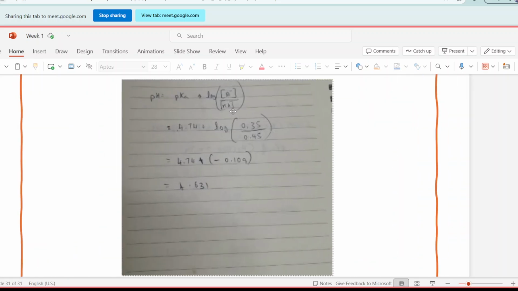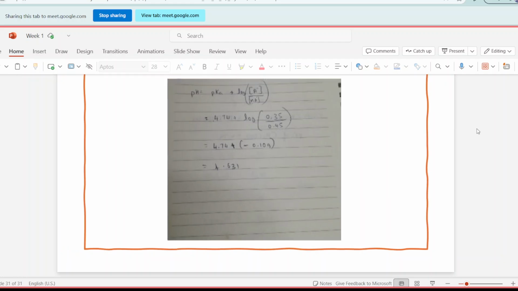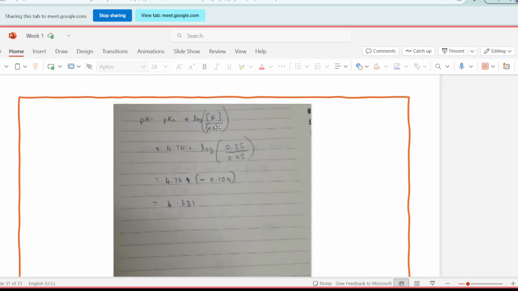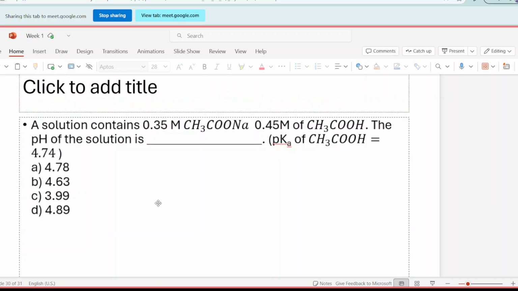So pH equals pKa plus log of the concentration of the anion that otherwise forms your acid. In the given question, they give the concentration of sodium acetate and the concentration of acetic acid. So this is your respective anion and your acid here, and the pKa of this is given. So 4.74 plus log of 0.35 by 0.45. When you do this, you get, sorry, 4.631. And so the right answer here is option B, 4.63.